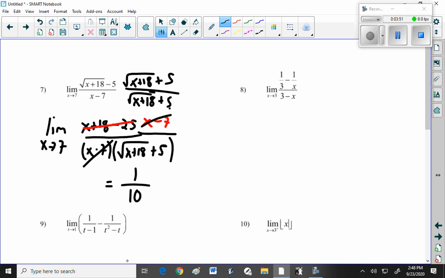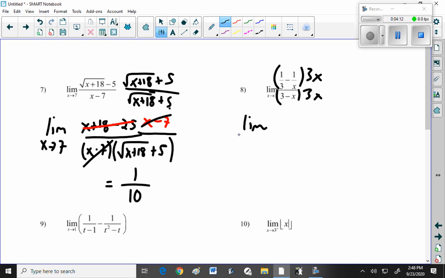Here, 2 ways to simplify this. I'm going to do the more efficient way. You could multiply this by x over x, this by 3 over 3, get a single fraction in the numerator, and then multiply by 1 over 3 minus x because keep, change, flip. Instead, I'm going to multiply the entire numerator by 3x and the entire denominator by 3x.